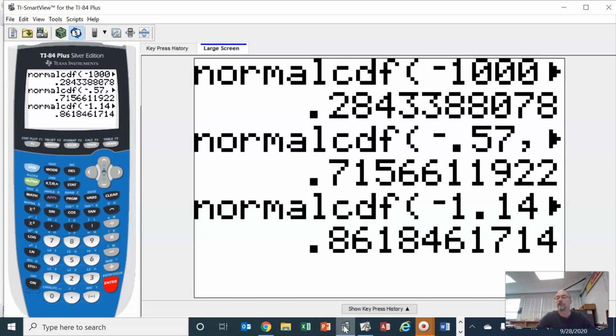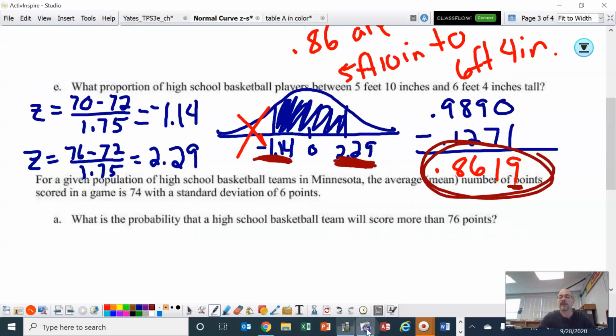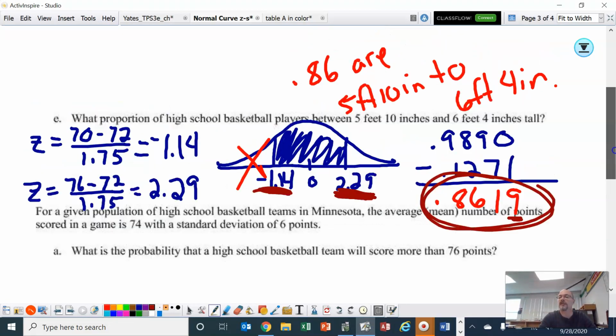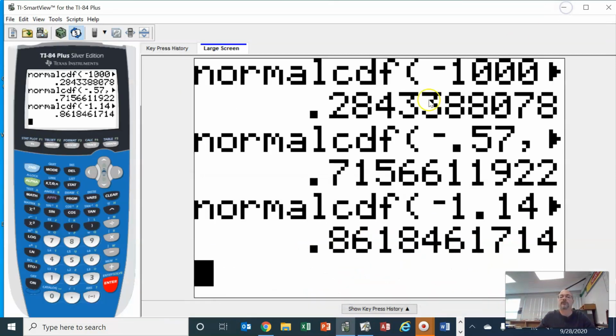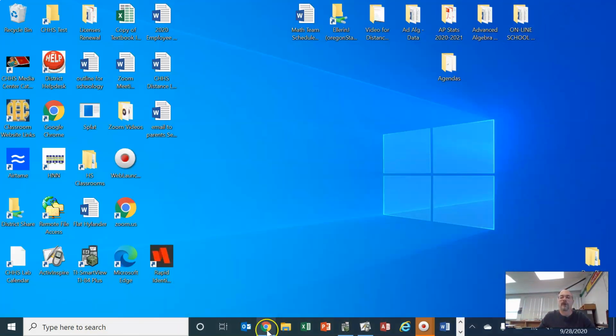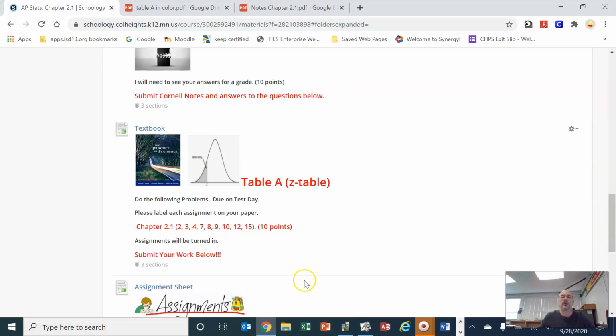All right. Hopefully that all made sense, ladies and gentlemen. So that's what the second part of the chapter is. All right. Okay, ladies and gentlemen, good luck.